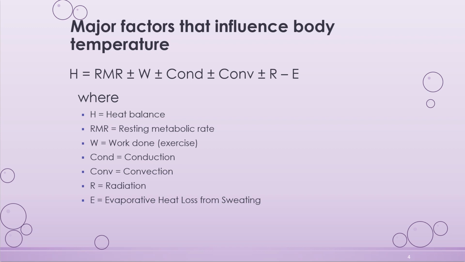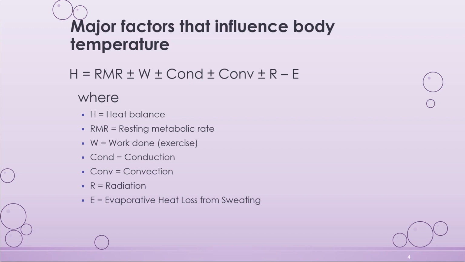Conv, on the other hand, represents heat gained or lost through convection, which is the transfer of heat between the body and the surrounding air or fluid, such as air currents or water immersion. R represents heat gained or lost through radiation, which is the transfer of heat in the form of electromagnetic waves from the sun or the body's infrared radiation. And E represents heat loss through evaporation from sweating, which is a cooling mechanism when sweat evaporates from the skin's surface.